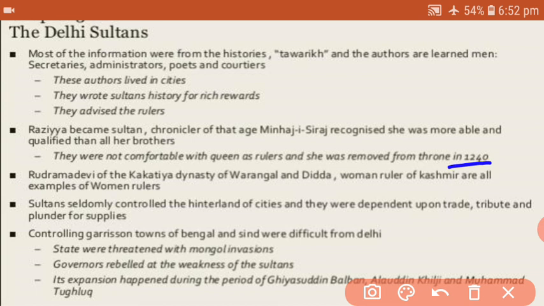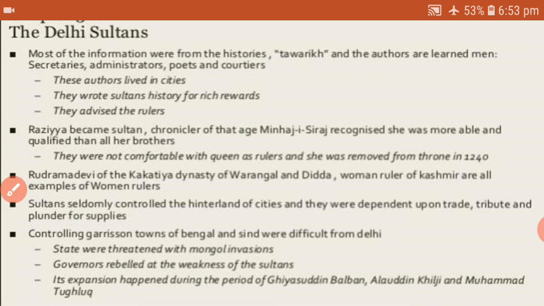Rudrama Devi, we have also two other examples. First is Rudrama Devi, and second is Didda. Rudrama Devi was from the Kakatiya dynasty of Warangal, and Didda was also a woman ruler of Kashmir. They are all examples of woman rulers.